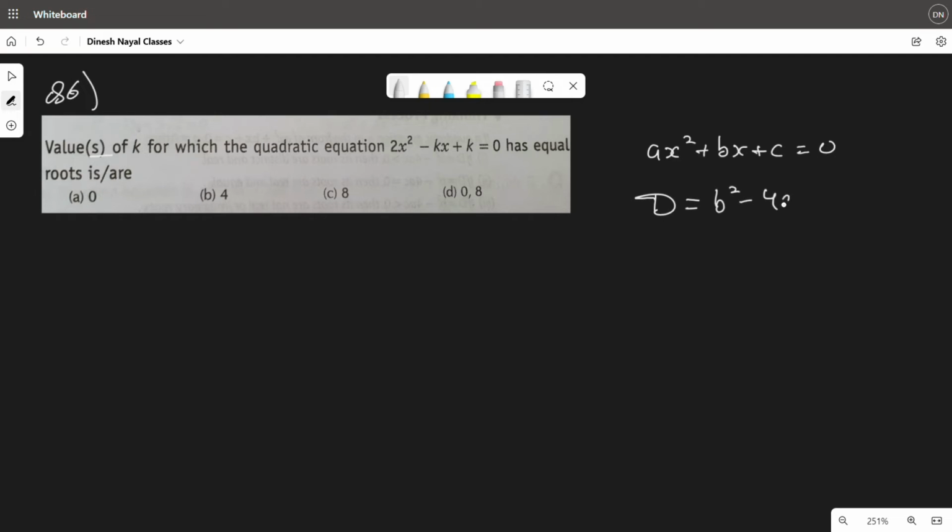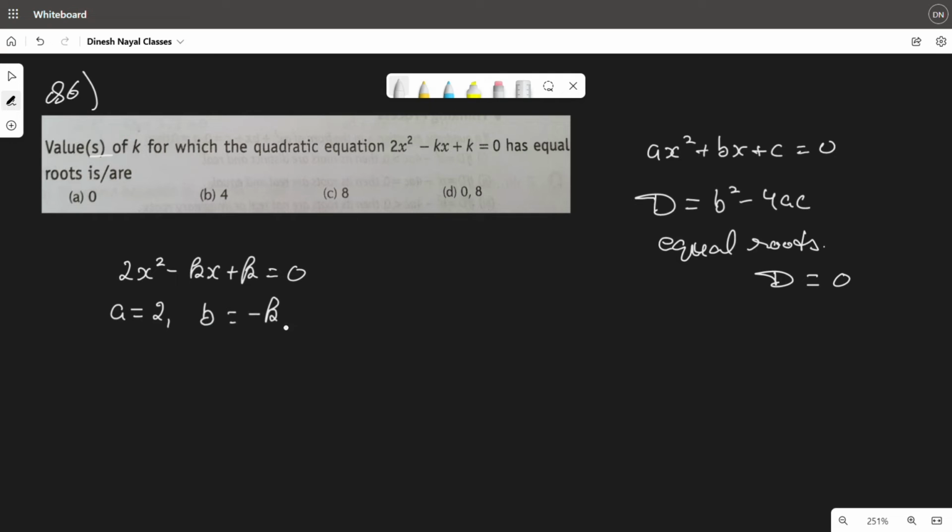And for equal roots, D should be equal to 0. So applying the same thing in this question. This is 2x square minus kx plus k equals 0. Now what is a over here? A is 2. B is minus k. C is k.